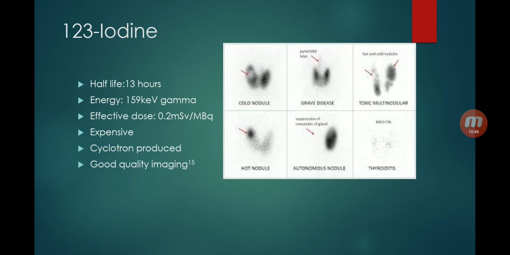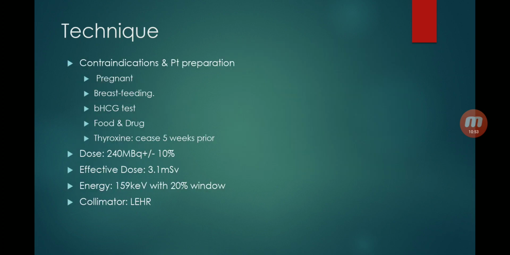It is expensive and cyclotron produced. It has good image quality. The patient must not be pregnant or breastfeeding. A beta-hCG test may be required for female patients. The uptake of iodine-123 can be affected by thyroid medication and by food or drugs containing iodine. Thyroxine has to be ceased for a minimum of 5 weeks before the scan.